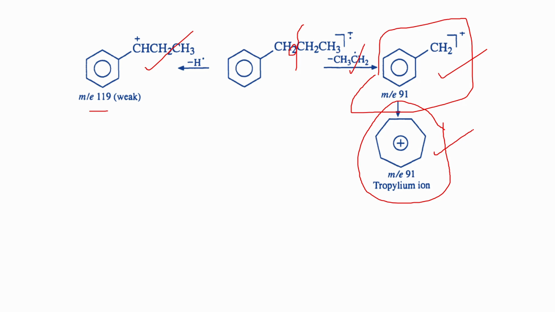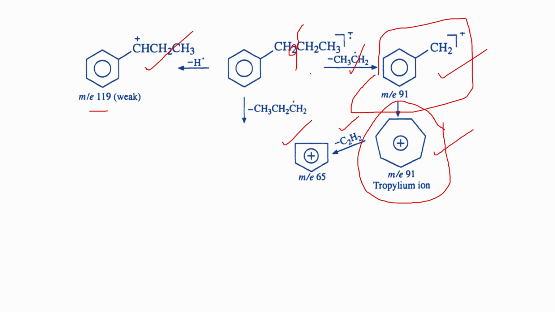Substituted benzene gives a more prominent peak due to the formation of tropylium carbocation at m/z 91. Another possibility is that the tropylium cation removes a molecule of acetylene, forming cyclopentadienyl carbocation with m/z value 65. And so we will get another prominent peak at m/z value 65.